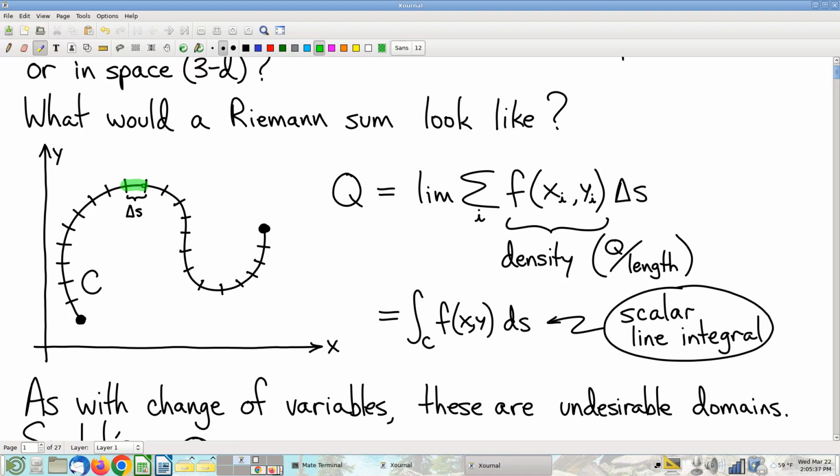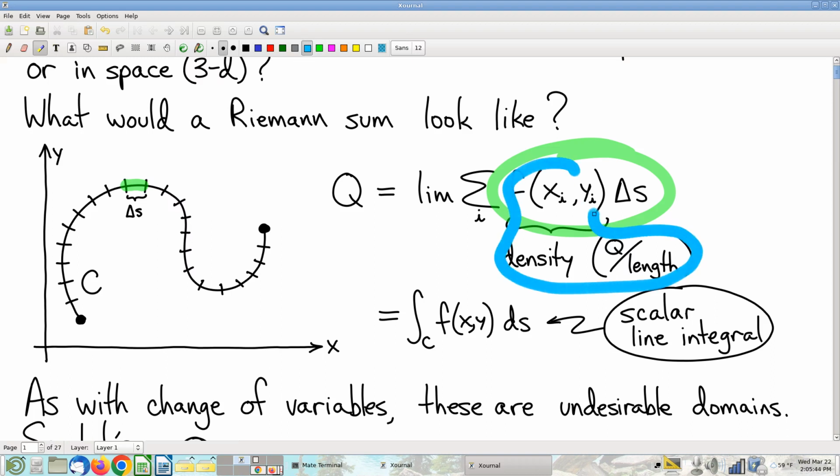Well, in order to understand how many fish are in that little piece of the river, I would need to know how many fish per mile along the river at that point. How many fish per mile? And then I would multiply that by how many miles, right? How far is it? What is that delta S? So, fish per unit mile times miles gives you fish. Does that make sense there?